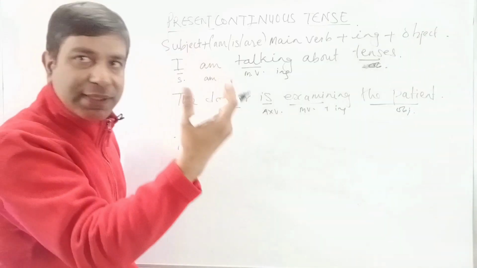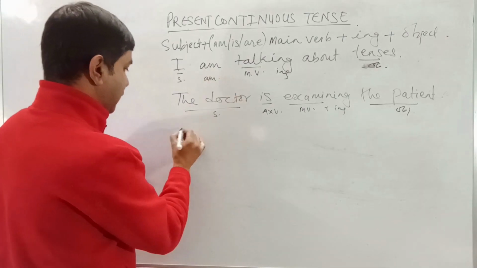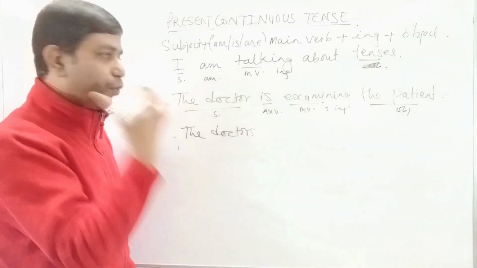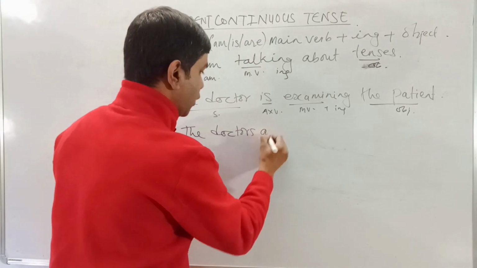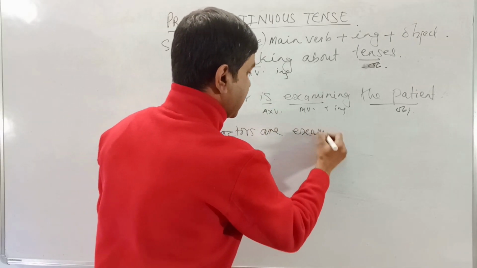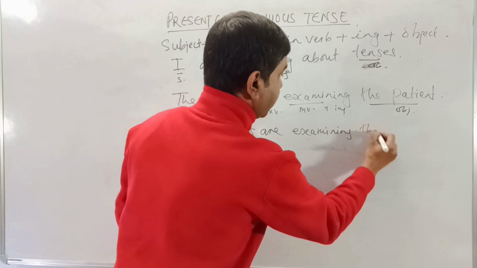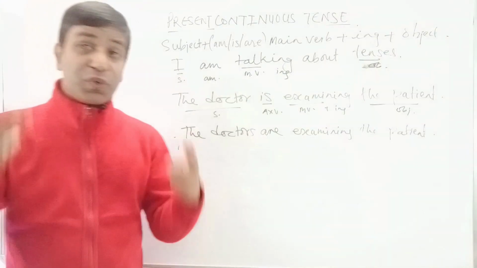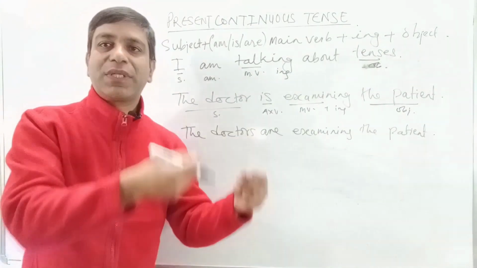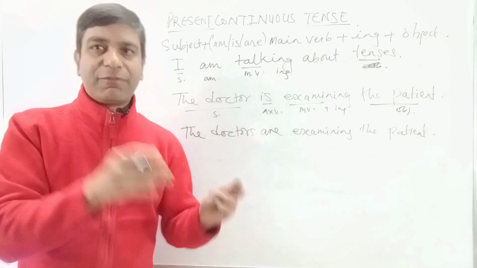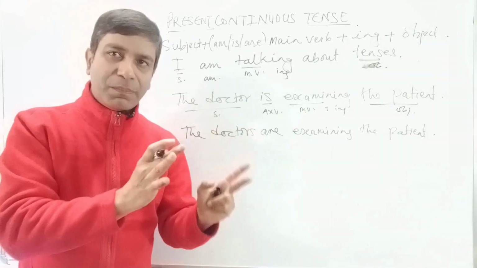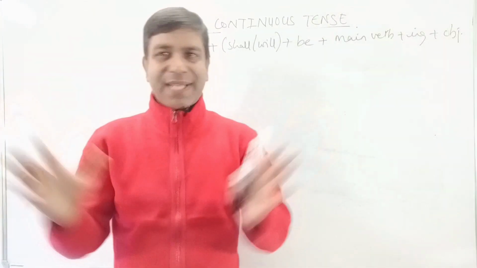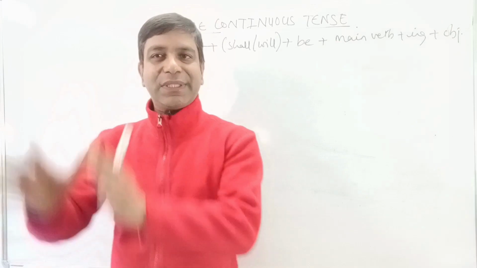Had there been doctors, I would have written like this. The doctors, plural number, more than one, so I have to use are. Doctors are examining the patient. Isn't it very simple? Just look at the subject and supply the suitable verb. Singular verb if the subject is singular, and plural verb if the subject is plural. It's very simple.